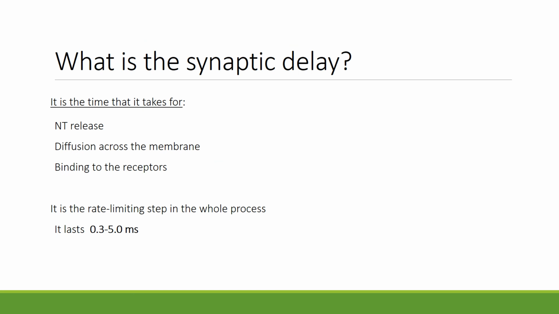The synaptic delay is the time that it takes for the electrical impulse or the action potential to move from the presynaptic to the postsynaptic neuron. That is, the time it takes to cross the synapse. During this time, the neurotransmitter is released, it diffuses across the membrane, and it binds to the receptors. It is the rate-limiting step in the whole process, or the slowest step in the process, and it lasts for about 0.3 to 5 milliseconds.